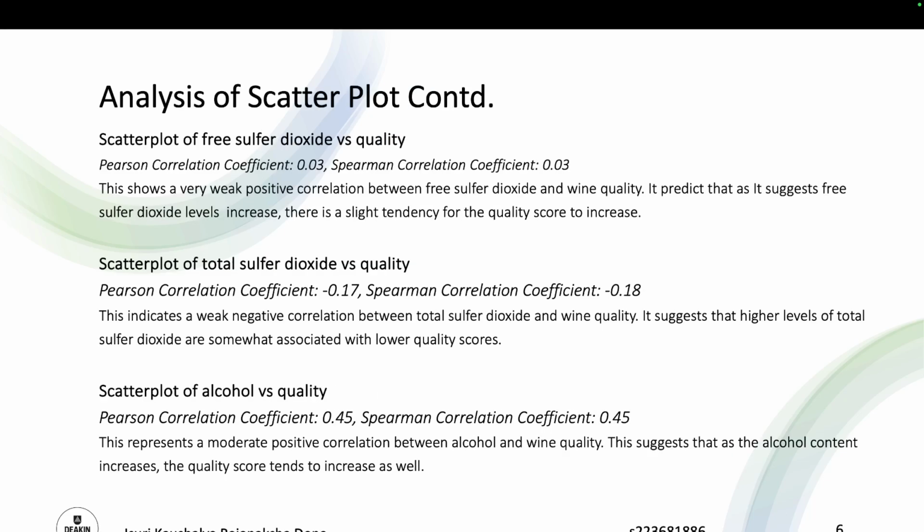Free sulfur dioxide and quality, same as before, a very weak positive correlation. For total sulfur dioxide and quality, a very weak negative correlation. And alcohol and quality, a moderate positive correlation. The takeaway: alcohol stands out as the strongest linear driver, but the other variables show only mild monotonic relationships, which motivates a nonlinear transformation before aggregation.